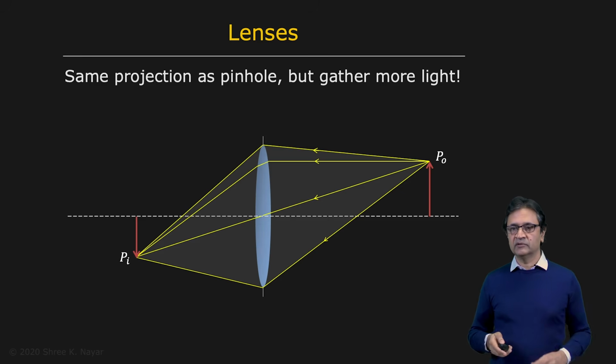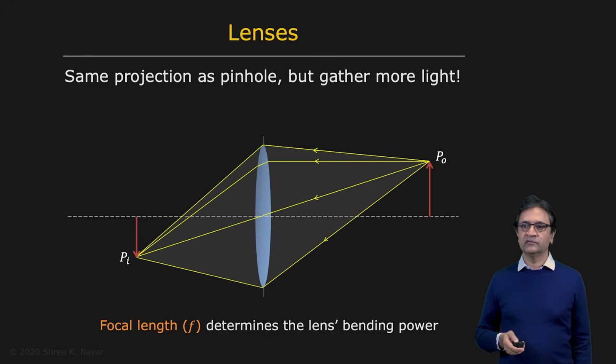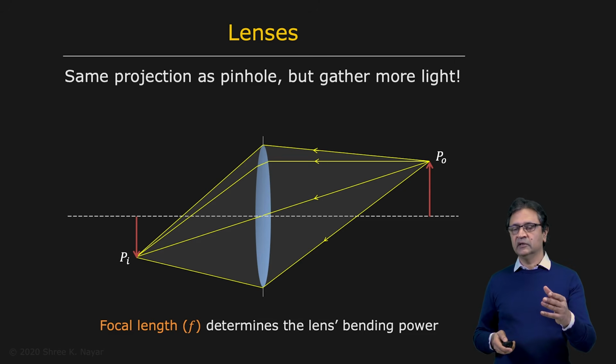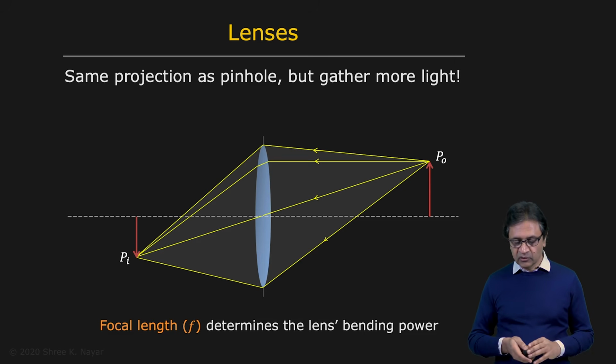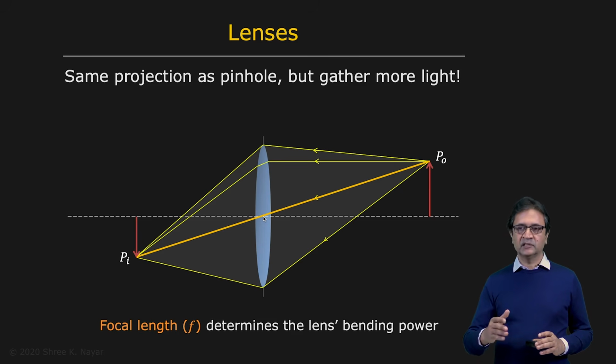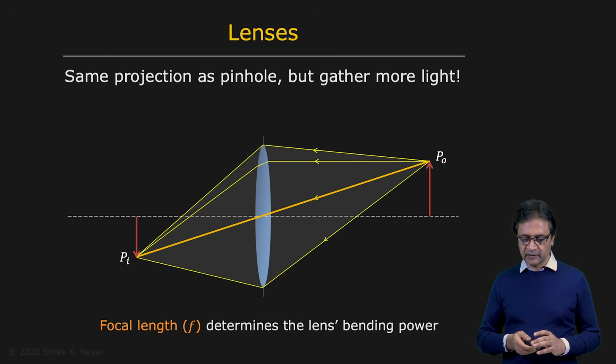And the bending power of the lens is defined by its focal length. Now, if you compare this with a pinhole camera, in the case of a pinhole camera, the only ray of light that would have made it through is this orange ray that I'm showing right here, which passes through the center of the lens. So the perspective projection model remains the same, except that the lens is able to gather a significantly greater amount of light.